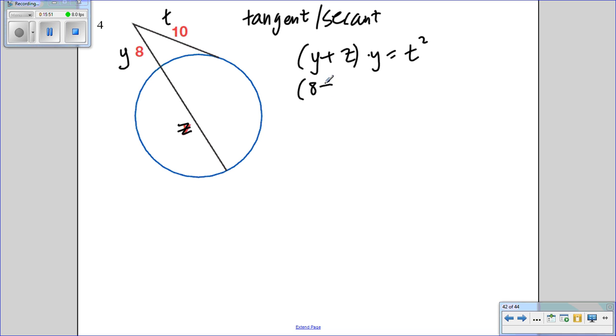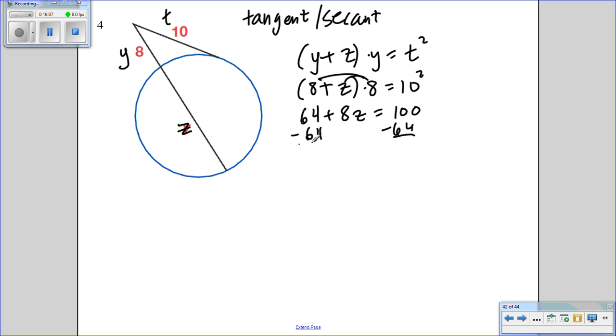So this would be 8 plus z times 8 equals 10 squared. I'm going to distribute my 8, so that's 64 plus 8z, and this over here would be 100. I'm going to subtract 64 from both sides, so that's 8z equals 100 minus 64, which is 36. Then I can divide both sides by 8, and I'll have that missing part, 36 divided by 8, which is 4.5.